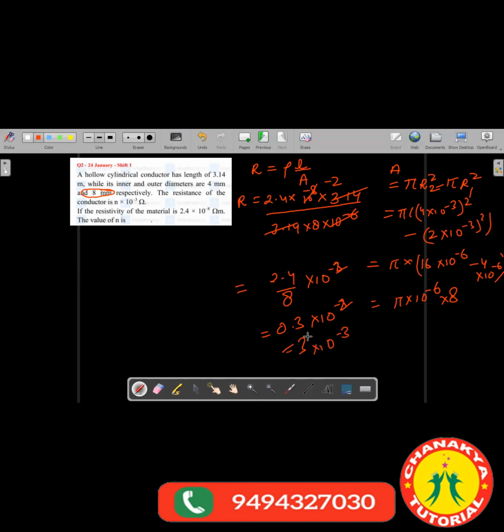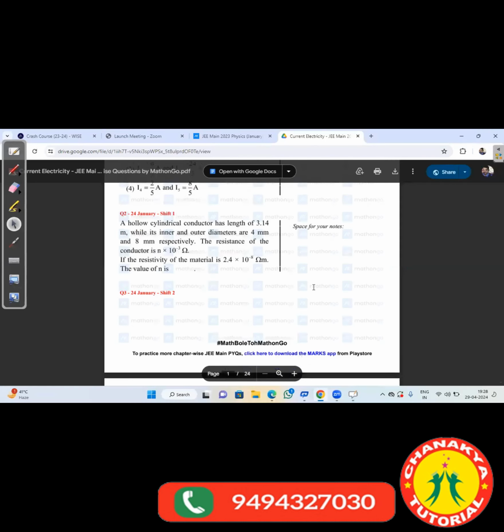So what should be the answer? What should be the resistance here? The value of n is 3. See, you just need to practice the questions. Also, I'll be sending today's questions and some questions from electromagnetic induction. Do practice them. And tomorrow I want to do ray optics. So basically there are certain questions from ray optics. So I want to do ray optics today and tomorrow. I request all of you to practice current electricity and questions from electromagnetic induction.